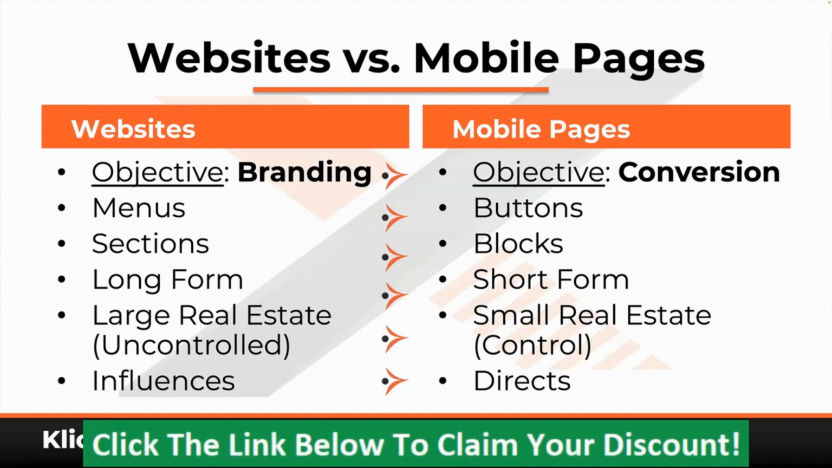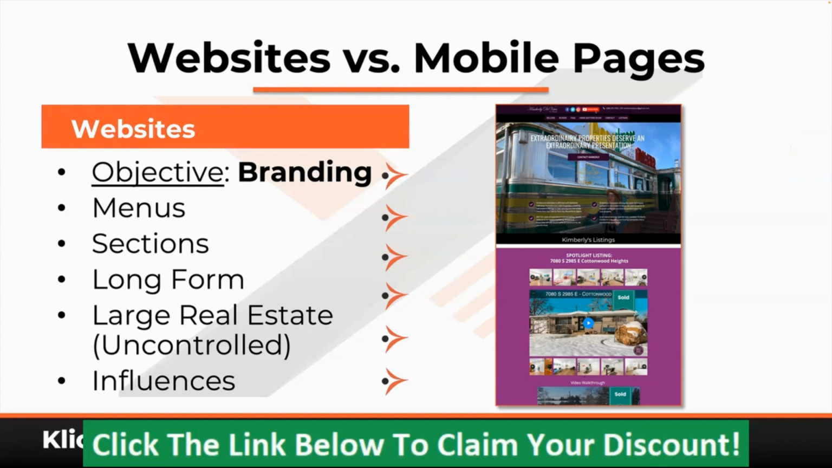Mobile pages, here is where the objective needs to be conversion. You build a mobile page specifically with buttons rather than menus. You build them with blocks rather than sections, and they are often short form. Again, as I said, people are very quick on the mobile phone. They have very little time, so it has to be short form. You can see it in the rise of TikTok. People don't have a lot of attention, so short form is better. It has a smaller real estate, a smaller screen, and it directs people to the call to action that you want them to take. I hope you understand that.